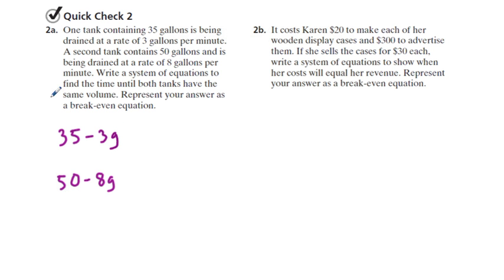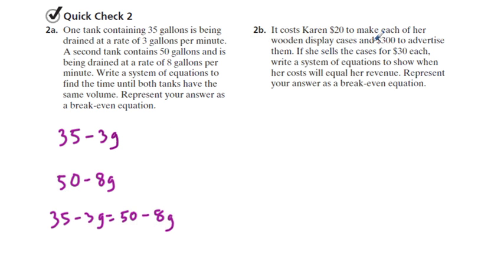So write a system of equations to find the time until both tanks have the same volume. If you set these equations equal to each other, you have 35 minus 3G is equal to 50 minus 8G. And there you have a system of equations. So it's a single break-even equation.